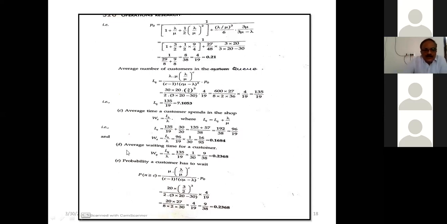The next question is, what is the average waiting time for a customer? Waiting time for a customer, WQ, is LQ by lambda. LQ is known to us, lambda is known to us, you will get this value. The next question is, the probability a customer has to wait. The formula is again known to us, you just have to put the values of mu, lambda, and C, that's all. You will get the probability that a customer will have to wait in that particular system.